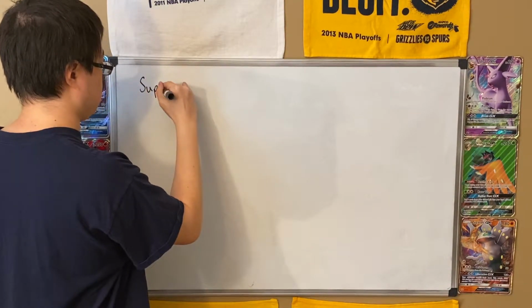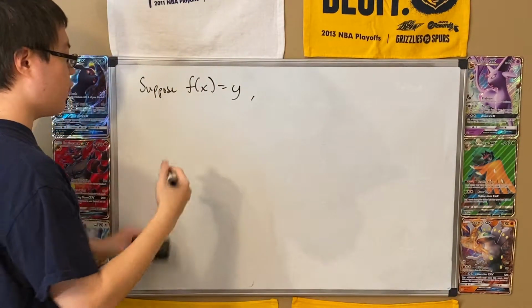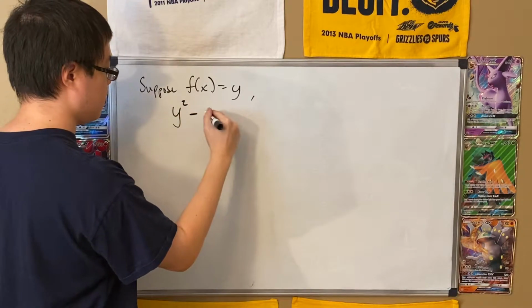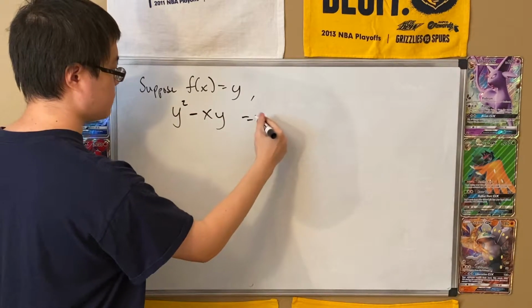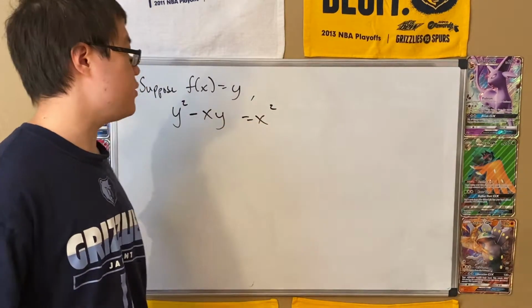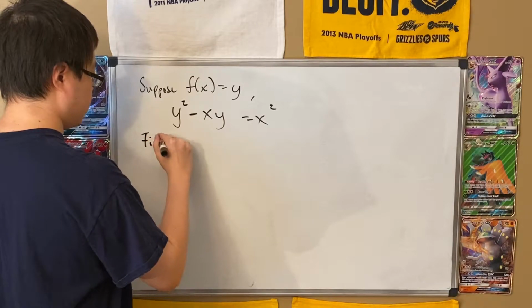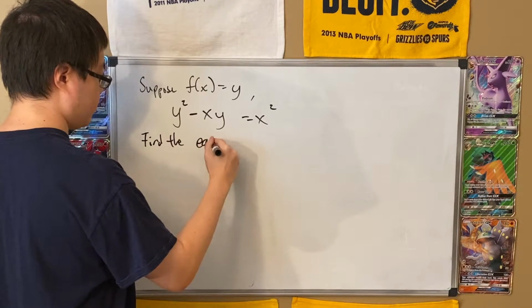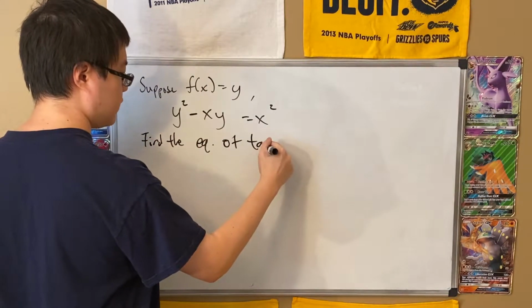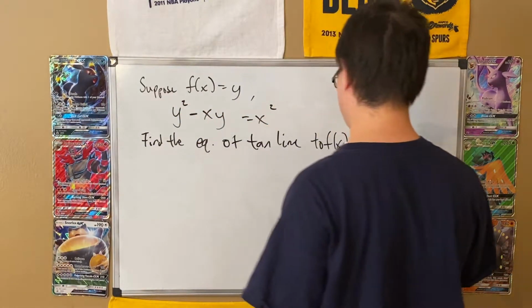Suppose f of x is equal to y, where y satisfies this equation right here. Let's do y squared minus xy equals x squared. I'm going to put a number here, but I don't know what number I'm going to put yet. And what we're going to try to do is find the equation of the tangent line, of course. So I'm going to abbreviate this as equation of tan line to f of x. Nice to know what function we're dealing with.